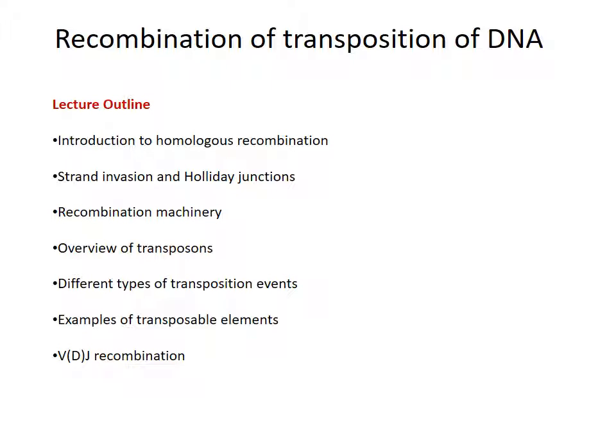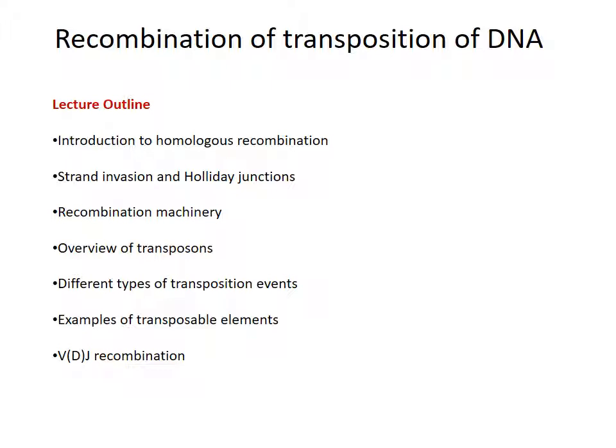So the outline of the lecture is to introduce you to homologous recombination and to go over the major events associated with this process, which are strand inversion and then the formation and resolution of these so-called Holliday junctions. We'll talk a little bit about the recombination machinery that carries out these processes before moving on to an overview of transposons. I know that you have had some information already on bacterial transposons in this module, but we're going to be focusing today on transposable elements which are exclusive to higher order systems such as humans, such as LINEs and SINEs, Alu repeats, etc., and how these elements self-replicate and move around the genome.